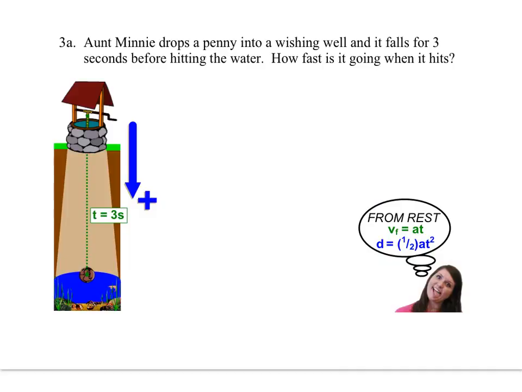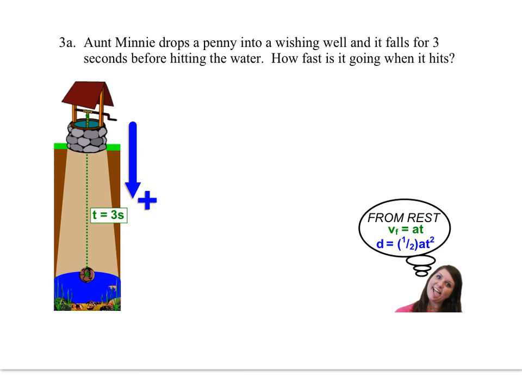Okay, so let's change the scene up a little bit. Now we've got Aunt Minnie, and she drops a penny into a wishing well, and it falls for 3 seconds before hitting the water. It says here, how fast is it going when it hits? Notice over here that there's this little down arrow with a little positive symbol. It says anything in the downward direction for this problem, make it positive. We've also got Kelsey over here. She's given us some other equations to consider. These are our free fall equations for both speed and for distance.